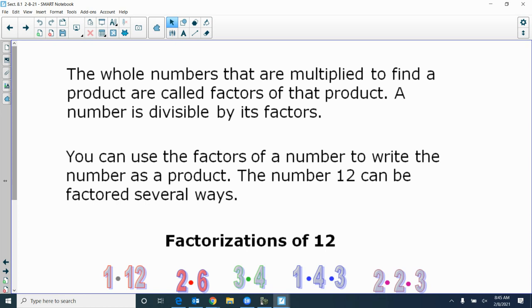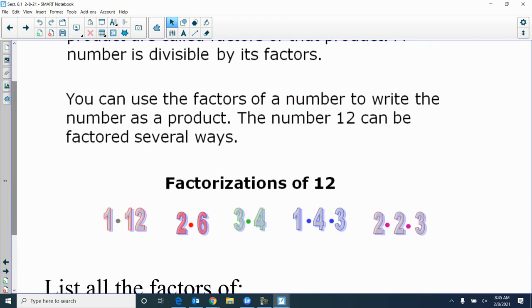All right, now, the first thing here we talk about is factorization. Whole numbers that are multiplied to find a product are called factors. A number is divisible by its factors. Just a little bit of terminology here. You can use the factors of a number to write the number as a product. The number 12 can be factored several ways. It's basically what multiplies to give us 12. So it could be 1 and 12, 2 and 6, 3 and 4, 1 times 4 times 3, or 2 times 2 times 3. Those all multiply to 12. Can we at least agree on that? Okay, but they're sometimes in different order.